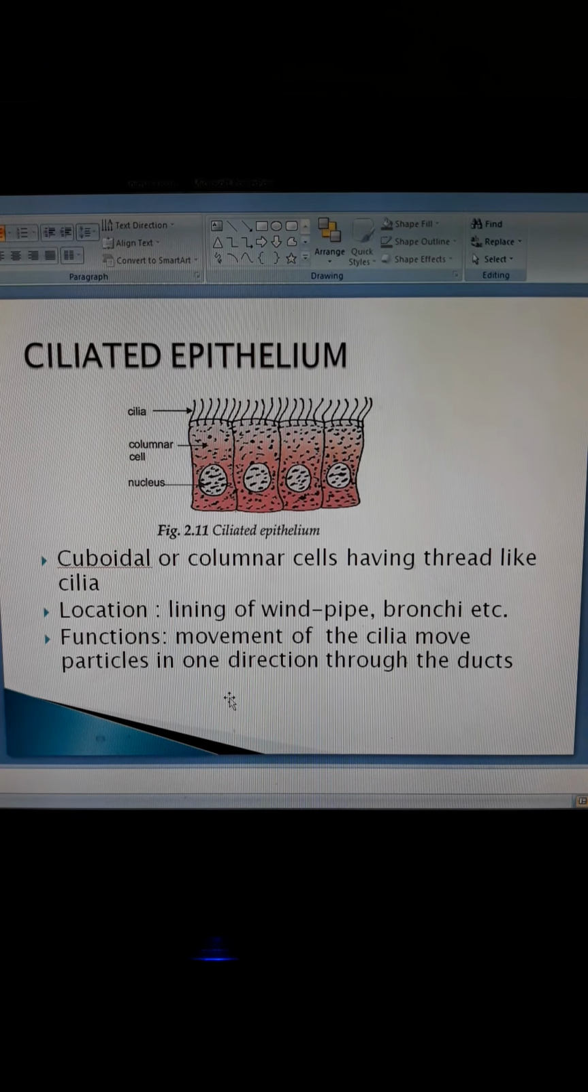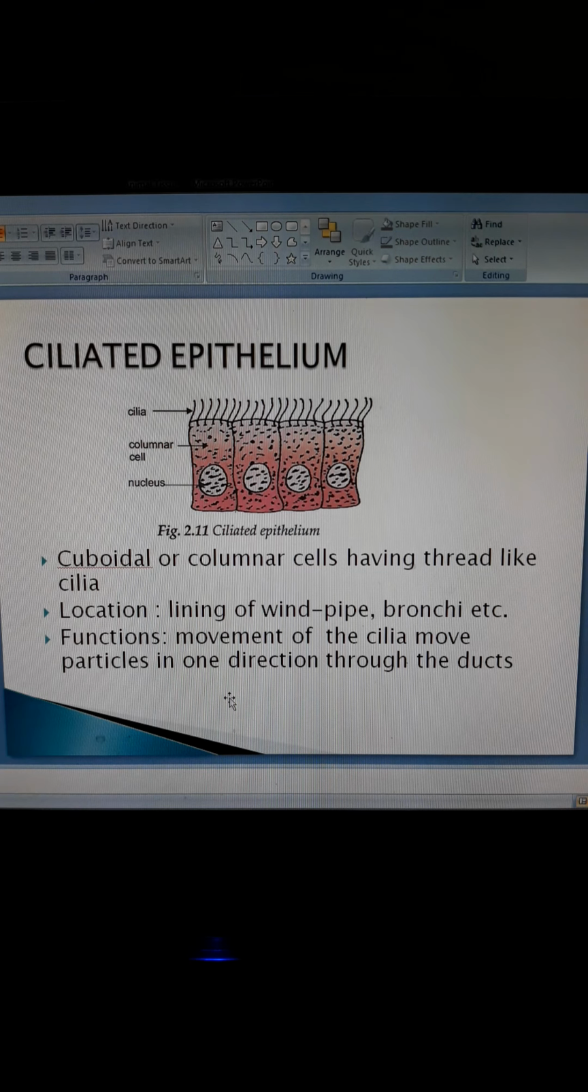Next we come to the ciliated epithelium. Ciliated epithelium is made of cuboidal or columnar cells. They have thread-like cilia, which form the ciliated epithelium. Usually cilia are considered to be a locomotory organ which helps in movement and passing the things which come in the passage. So these hair-like structures are cilia. Therefore, their function is to move the particles in one direction, basically in the ducts.